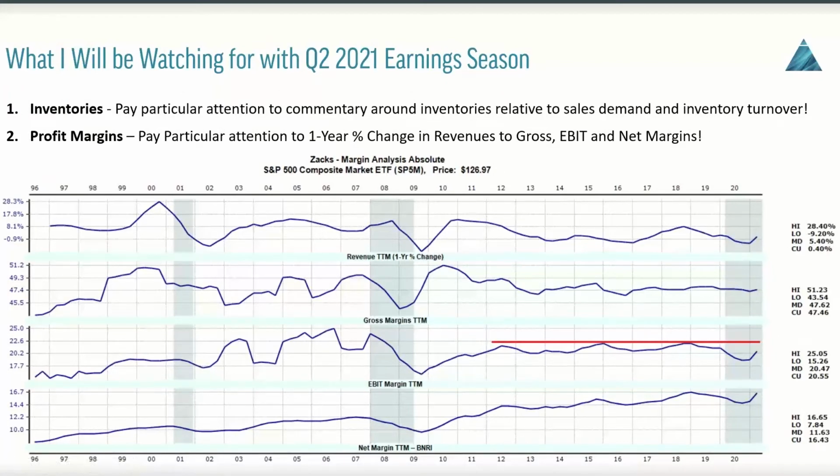So what I'm going to be watching for with Q2 2021 earnings season is a little bit different this go around. Obviously I'm going to be watching earnings, revenues, and everything else. But I'm going to be paying particular attention to inventories, right? I'm going to be looking for commentary around inventories relative to sales demand. And the inverse of that is obviously inventory turnover. So you can look at it either way. This is going to be extremely important to make sure that we don't get too much of an inventory drawdown.